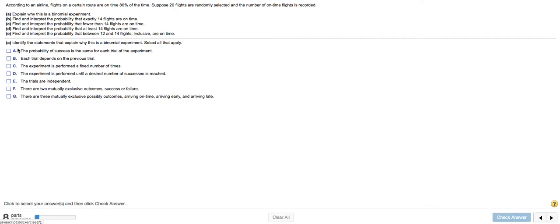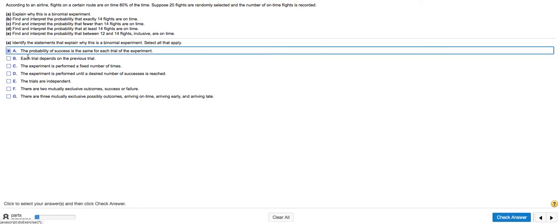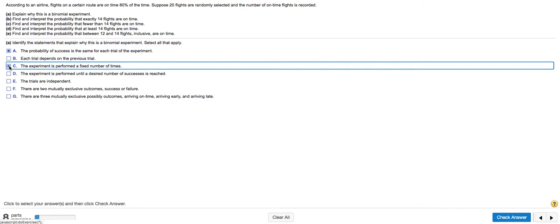And so if I scan through the options here, I definitely want to include A because the probability of success is the same for each trial. So for each of these 20 trials, the probability of a flight being on time, a success, is always 0.8 or 80%. So that's true. B is not true. Don't want to include that. But C, this has to be something in a binomial experiment that the experiment is performed a fixed number of times.